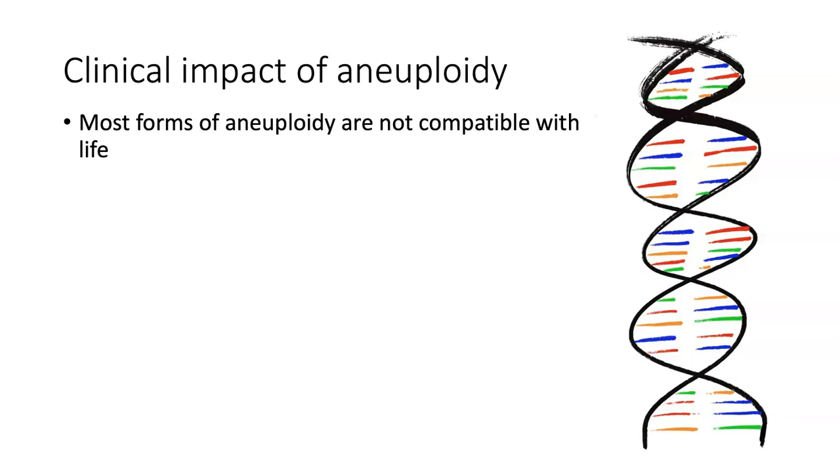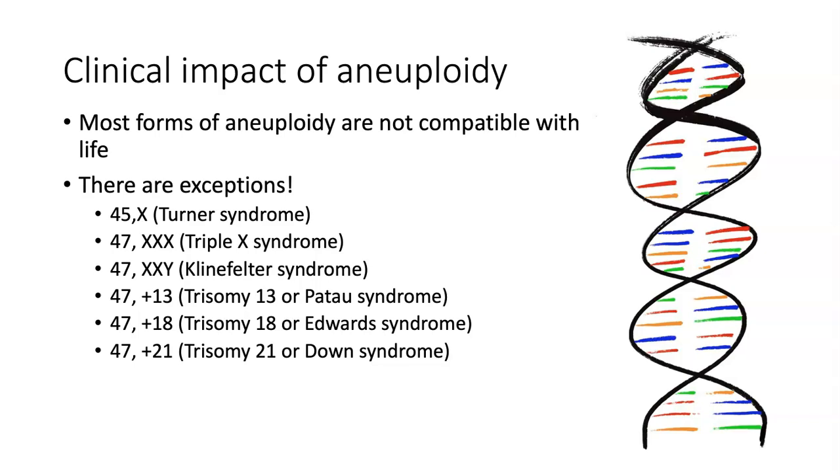For the most part, aneuploidy is not compatible with human life, which is why chromosome abnormalities are so common in first trimester pregnancy losses. However, there are some forms of aneuploidy that are indeed compatible with life. For example, patients can be monosomy for having one X chromosome, which is known as Turner syndrome. The most common trisomy we see clinically is trisomy 21, where a patient will have 3 copies of chromosome 21.